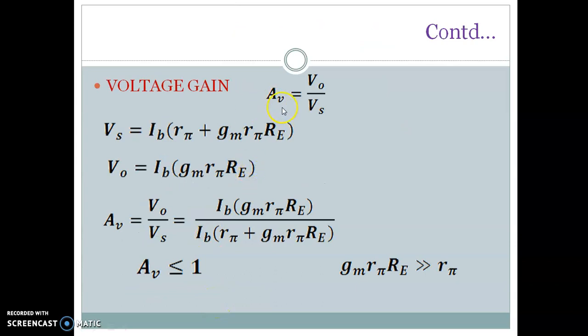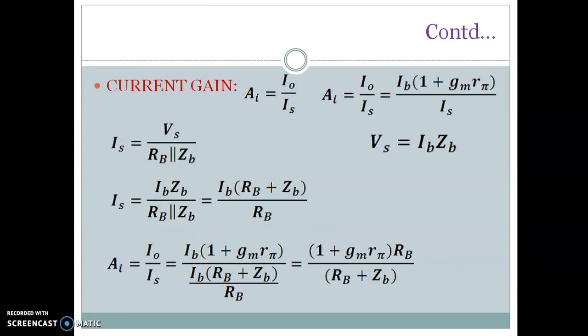So the voltage gain is equal to V0 by Vs. Already we have established the relationship between Vs and Ib. So it is given as Ib times r pi plus gm r pi times Re, and V0 is the drop across the emitter resistor, so it is Ib times gm r pi Re, reflecting the base current. So V0 by Vs is equal to Ib times gm r pi Re divided by Ib times r pi plus gm r pi Re, which is approximately equal to 1. Av will always be slightly less than 1 because of the r pi in the denominator.